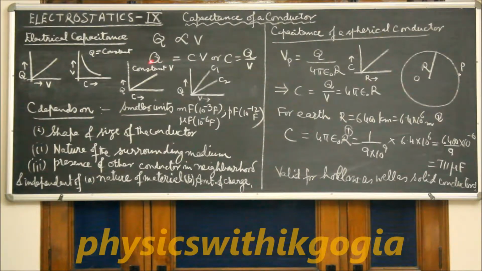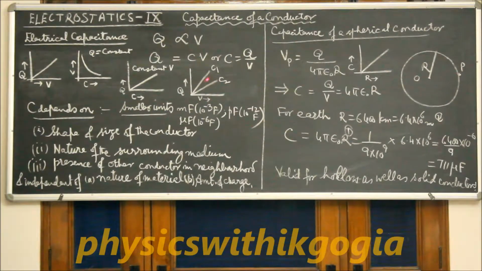However, if we keep Q constant, then V will be inversely proportional to capacitance. The graph is shown here. V versus C graph is hyperbolic at constant charge. If the potential is kept constant, V constant, then Q will be proportional to C. So with capacitance plotted along X and charge along Y, the graph is a straight line.